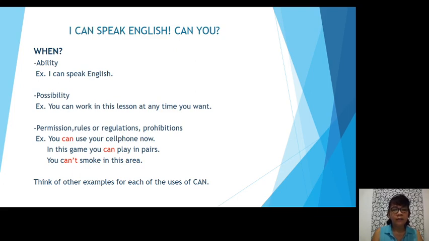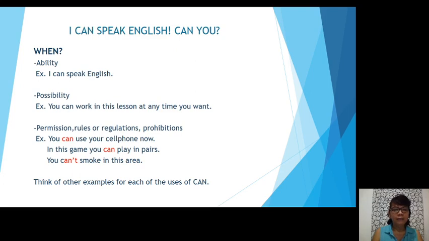Another example is, in this game you can play in pairs. If you are playing a game and maybe one of the rules of the game is that you need to get a partner and then work in pairs, so that is a rule that you have to follow.